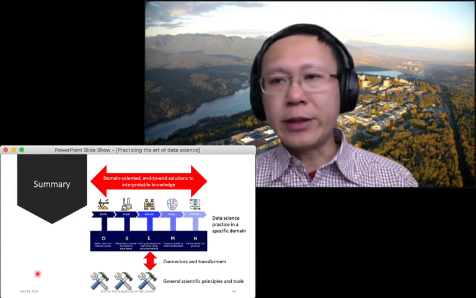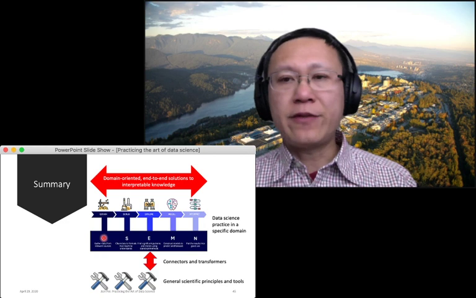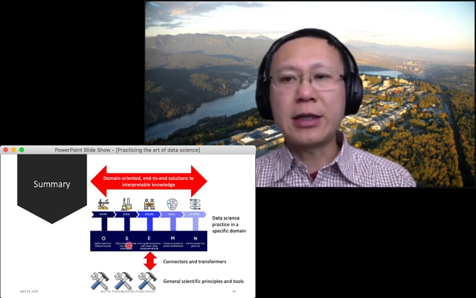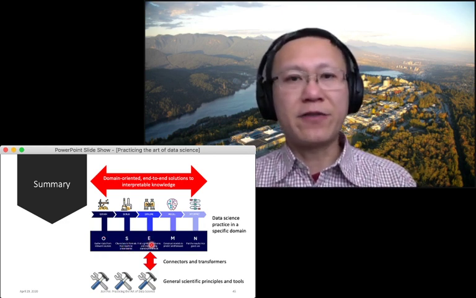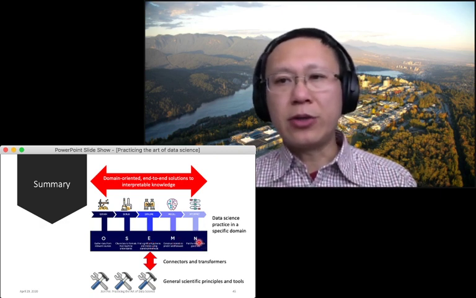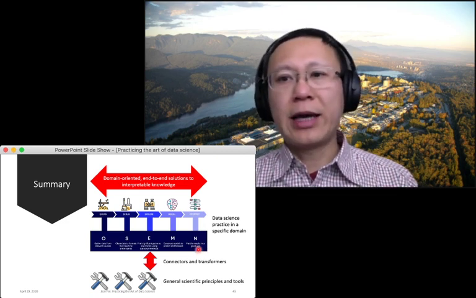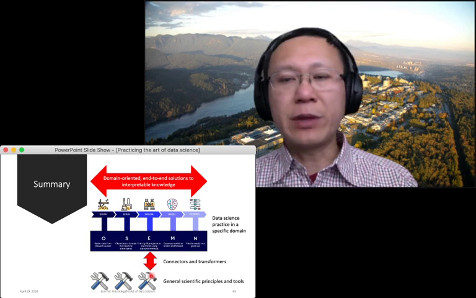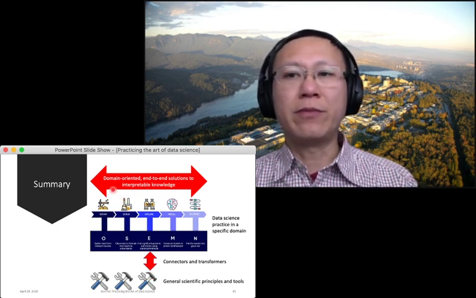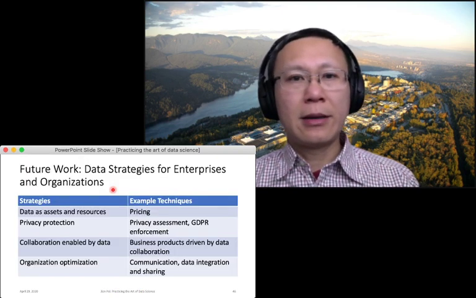To reiterate, the data science procedure involves extracting data from different sources, data cleaning, mining patterns from data, and constructing models. More importantly, we need to extract interpretable knowledge, and then we connect the general scientific principles and tools to domain-oriented end-to-end solutions and interpretable knowledge.